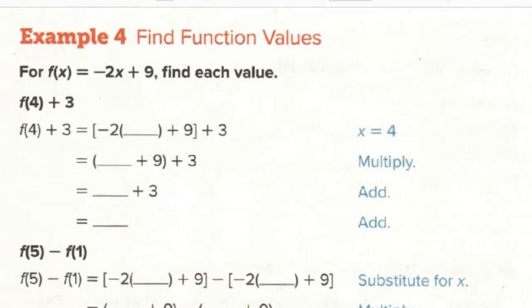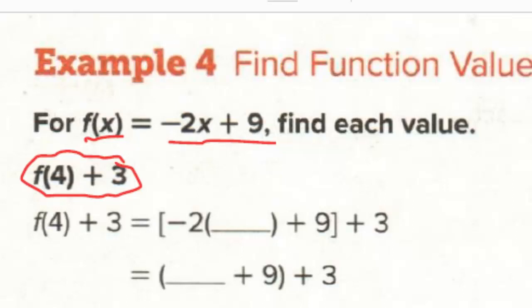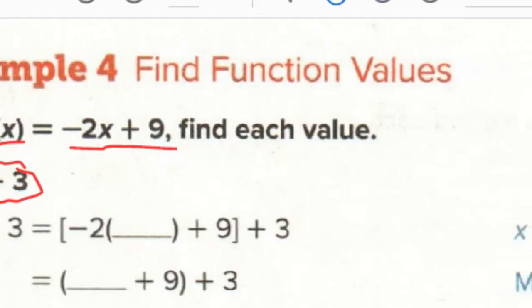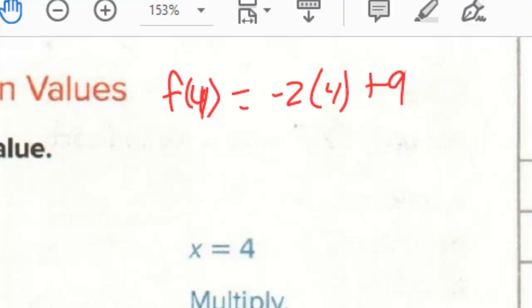For example 4, they want us to find function values. So we have a function up here, f of x, and it's defined as negative 2x plus 9. They want us to find each value. This right here is actually a combination of finding the value of the function plus 3 more. So when they say f of 4, what they mean is to put a 4 in place of x and then calculate your function. So we have negative 2 times 4, which is negative 8. Negative 8 plus 9 will give us positive 1. So f of 4 is equal to 1.